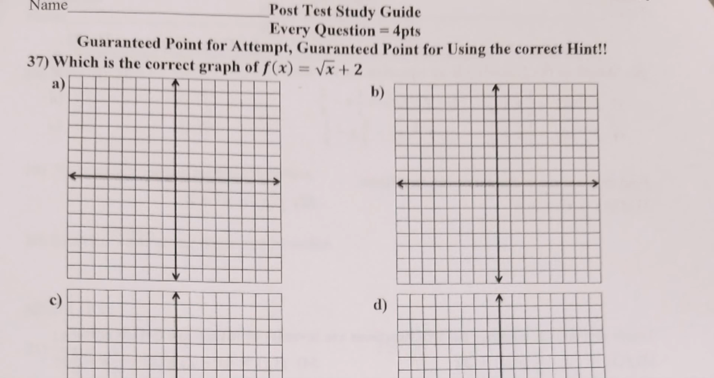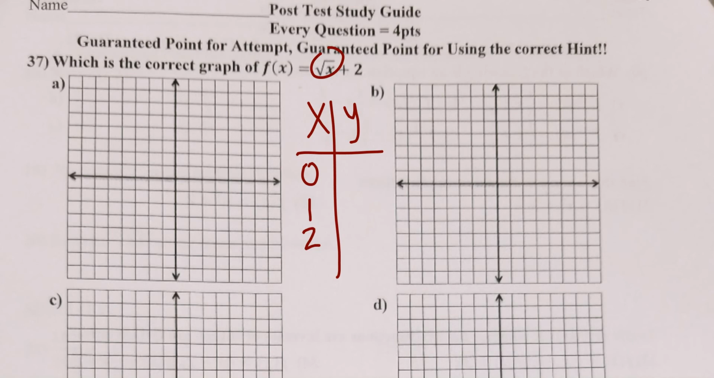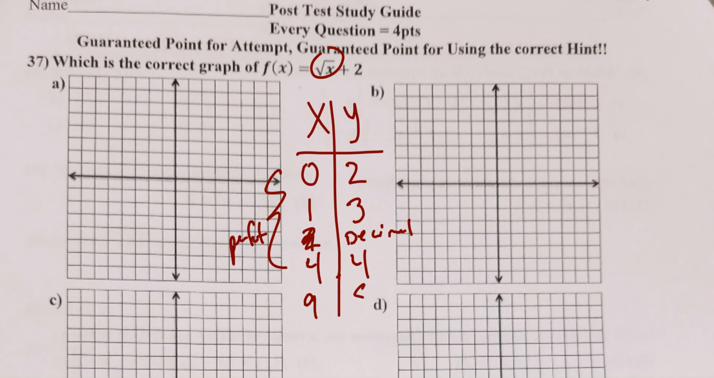On the post-test, a problem like this is going to be multiple choice, but on this one it's not. So we're just going to do everything we've been doing, which is we're going to make an XY chart. I'm not going to pick any negatives because of the radical, so no negatives. I'm going to pick 0, 1, 2, and so forth. I plug in 0. I'm only going to pick perfect squares, so I'm not going to pick 2. I'm going to pick 4 and 9. 0 goes in, the square root of 0 is 0, plus 2, 2. I plug in 1, square root of 1 is 1, plus 2 is 3. I could pick 2, it's just going to give me a decimal, and I don't want it. So I plug in 4, square root of 4 is 2, 2 plus 2 is 4, square root of 9 is 3, 3 plus 2 is 5.